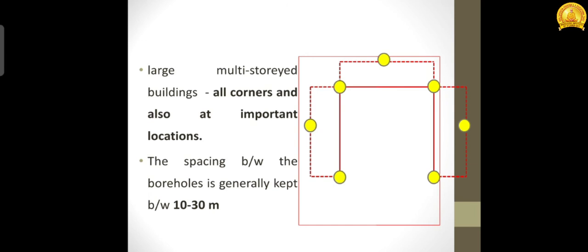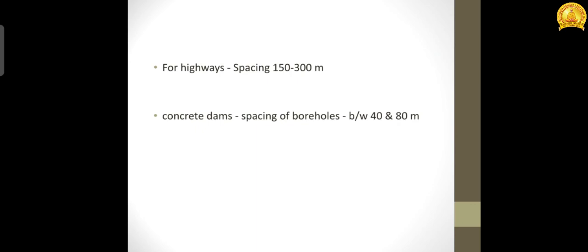The spacing between the boreholes is generally kept 10 to 30 meters according to the variation in the subsurface condition and loading. For highways, the spacing is kept between 150 to 300 meters. And an important point to note is that in highways, while taking the boreholes, we will be taking the boreholes along the ditch lines. In concrete dams, the spacing of boreholes is kept between 40 and 80 meters.